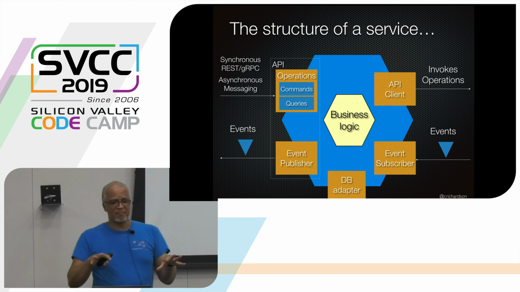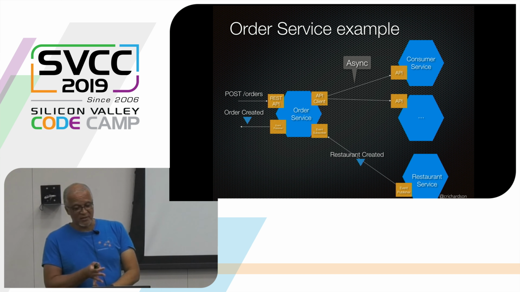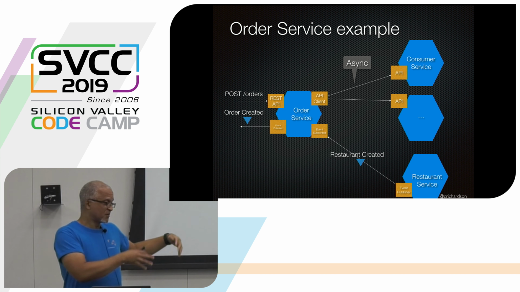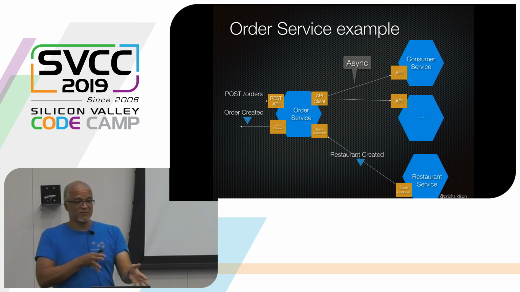So for instance, the order service in my book's example application implements a create order operation, which is really a POST to /orders. It emits events like order created, and then it asynchronously invokes other services like the consumer service. And for reasons I don't have time to go into, it subscribes to events emitted by the restaurant service. So when a new restaurant is created, the order service is told about it so that it can start accepting orders for that restaurant.